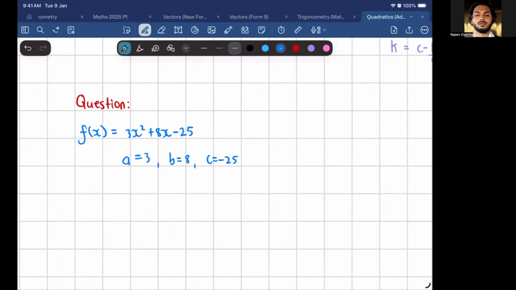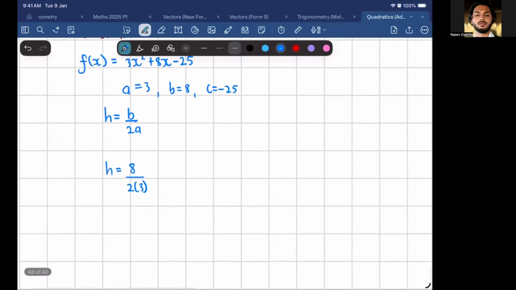What is the formula for H? H is negative B over 2A, right? What is B? 8. What is A? 3. What is 8 over 6 simplified to? 4 over 3. Right?